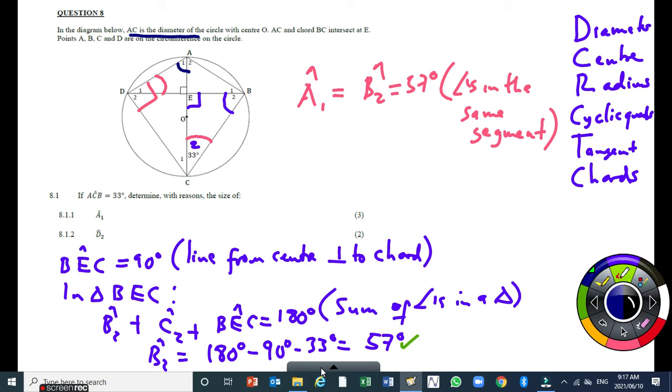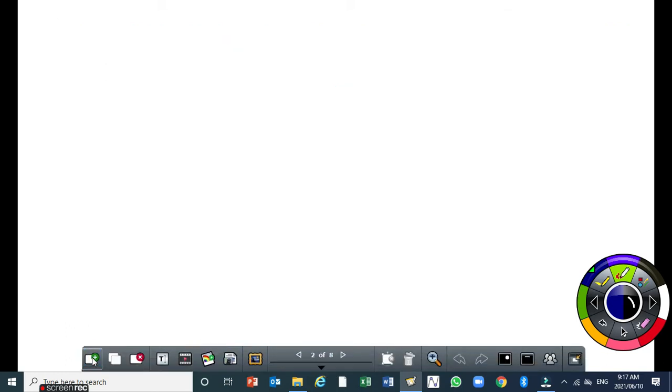All right, so let me calculate D2. So, as I said, there are two ways of getting D2. The approach that I'm going to use now is to determine the value of D1. So, to do that, I'm going to say angle D is equal to 90 degrees. That's angle in a semicircle.